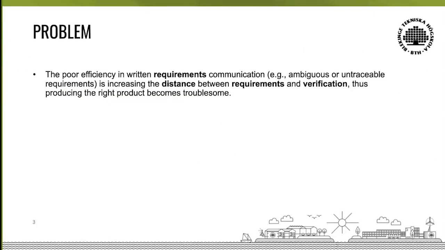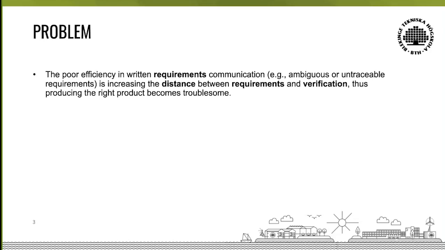So what's the problem? First, there is poor efficiency in written requirements communication, like ambiguous or untraceable requirements, that increases the distance between requirements and verification. Thus, producing the right product becomes troublesome.